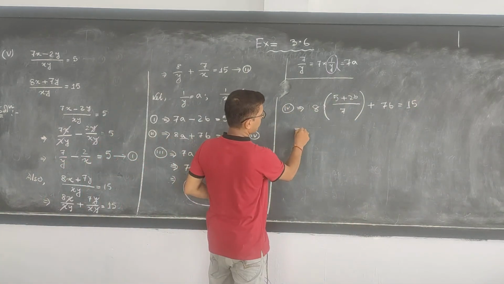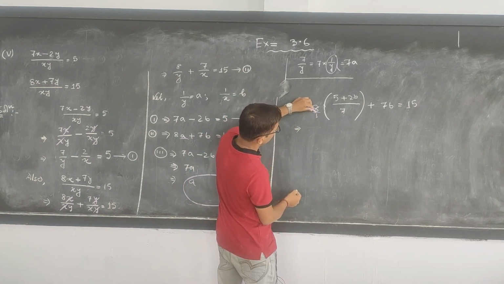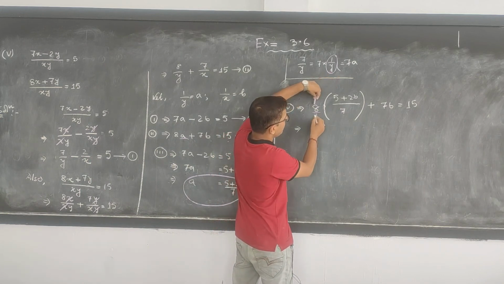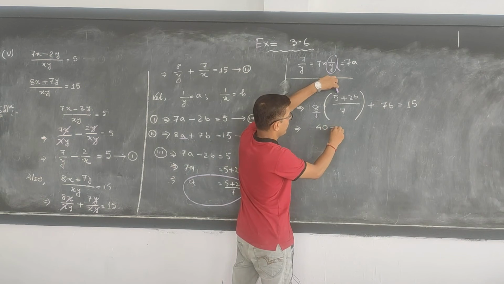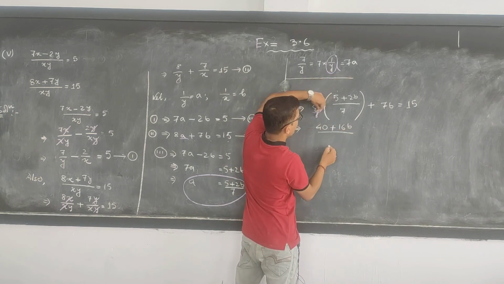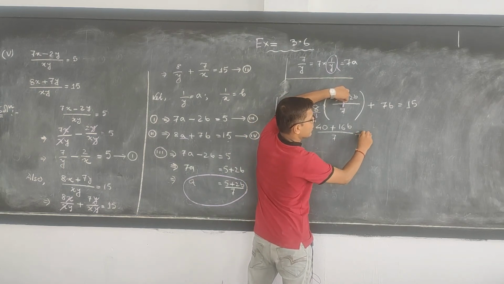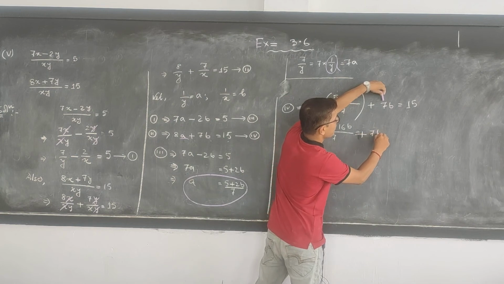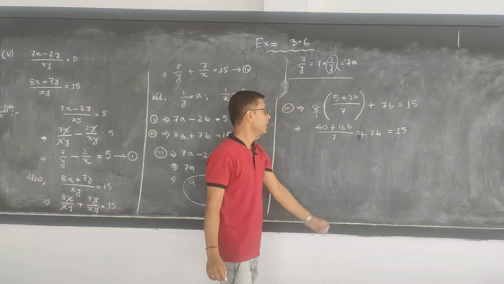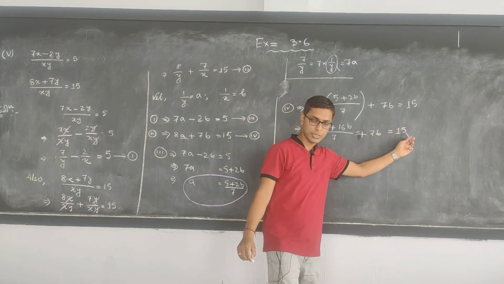Now look, below 8 there is always 1. So 8 will be multiplied with 5. 8 times 5 is 40, plus 8 times 2b is 16b, and 1 times 7 is 7. Then plus 7b is there, and 7b equals 15. Got it? Now the 7 will get multiplied with this 7, and this 7 will get multiplied with this 15.